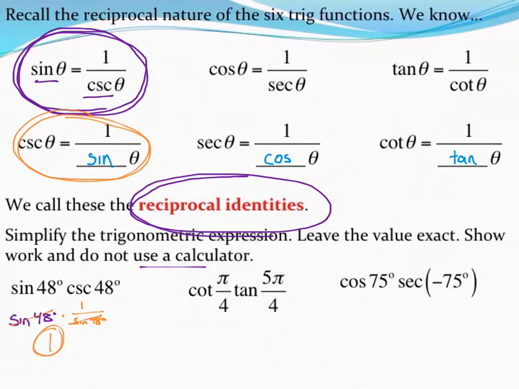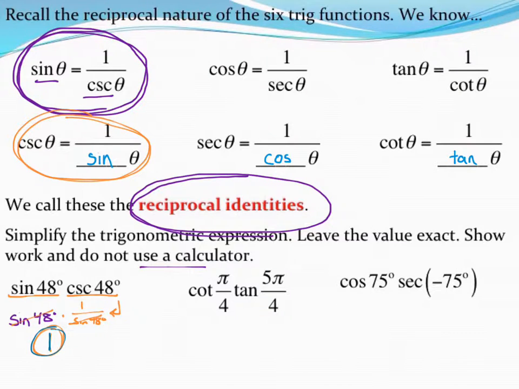Now, of course, I could have typed this all in my calculator and done it that way, but that's not what I'm looking for. I don't really care that the answer is 1. I care that you can use these identities to rewrite the expression and simplify it. Okay, so that's how these problems are going to work. So let's take a look at a couple more examples. Incidentally enough, these all will work out to be 1.